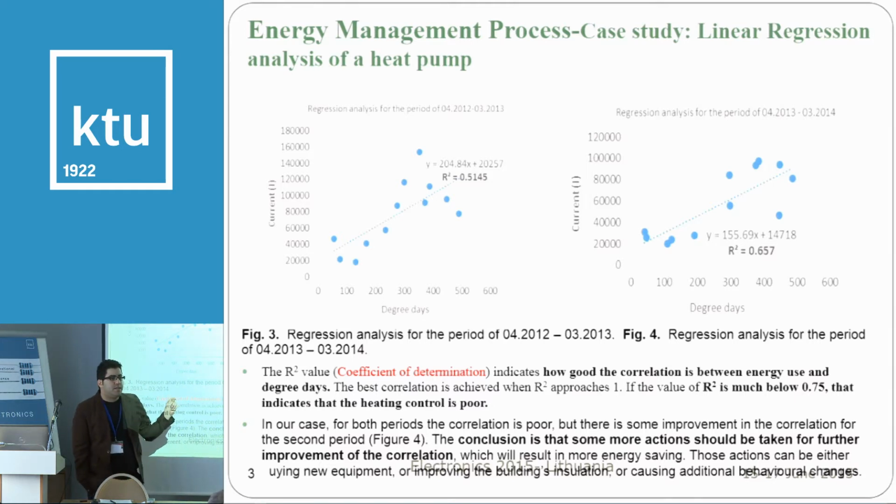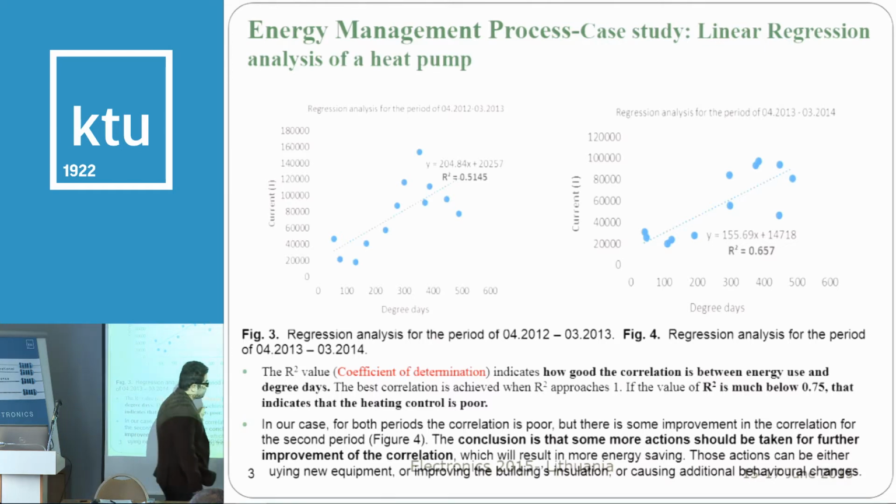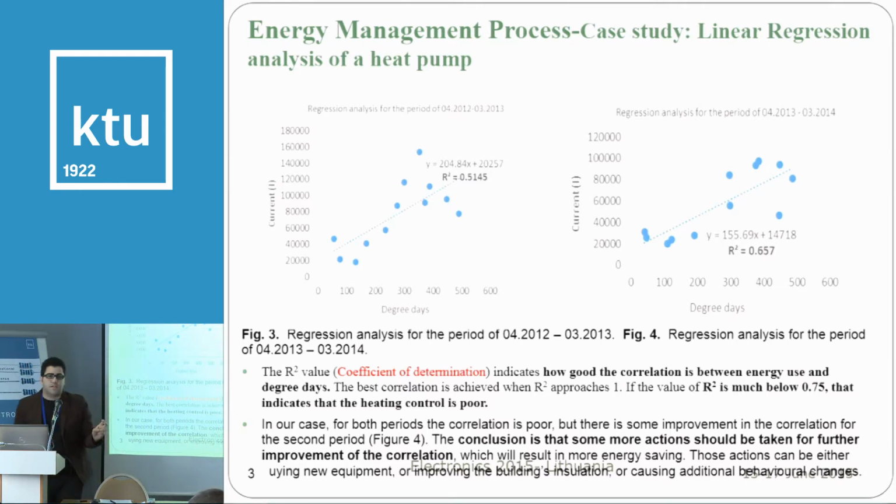In this case study, the heat pump, as you can see, is less than 0.7 or 0.8. This heat pump is performing poorly, and we need some improvement to house insulation, or maybe adding a new device to the system that we have, or maybe changing the user behavior of the system.